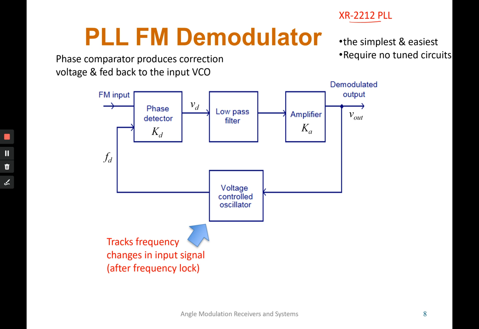So the phase comparator, taken by the phase detector over here, will produce a correction voltage and feed it back to the input VCO. The VCO here will track frequency changes in the input signal and lock that frequency, so that the correction can be made by the phase detector. The concept or operation of the PLL I already explained in chapter 3 as well, so you may go back to that chapter in case you have forgotten how the PLL works.